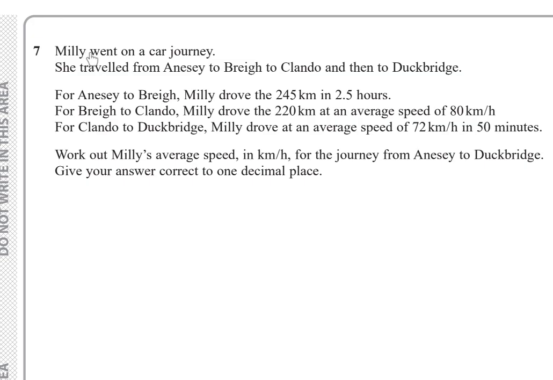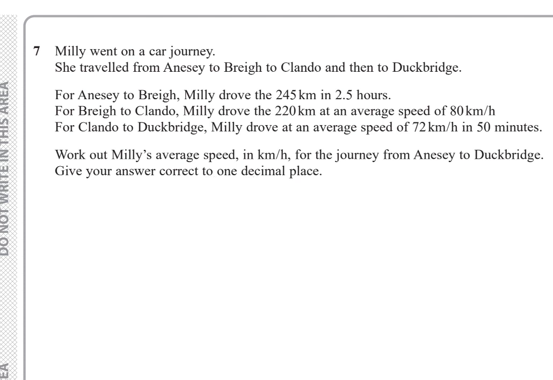Number 7. Millie went on a car journey. She traveled from Annecy to Bree to Clando and then to Duckbridge. From Annecy to Bree, Millie drove 245 kilometers in 2.5 hours. From Bree to Clando, Millie drove 220 kilometers at an average speed of 80 kilometers per hour. From Clando to Duckbridge, Millie drove at an average speed of 72 kilometers per hour for 50 minutes. Work out Millie's average speed in kilometers per hour for the journey from Annecy to Duckbridge. Give your answer correct to one decimal place.